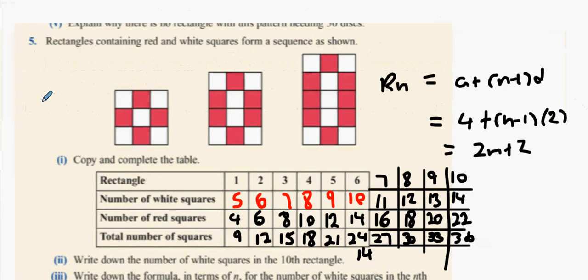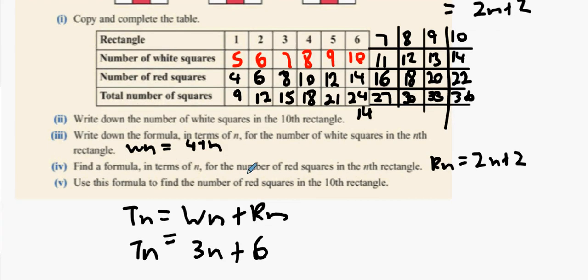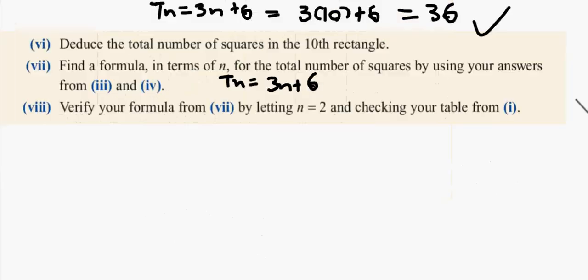What was part 3 then? It was to find the total number of red squares in the 10th rectangle. Oh, sorry. So R10 is 2 times 10 plus 2, which is 22. Then it says deduce the number of squares in the 10th one, which we did earlier, didn't we? We got 36. And then derive a formula. We did that earlier, didn't we? We said that the total equals the whites plus the reds.